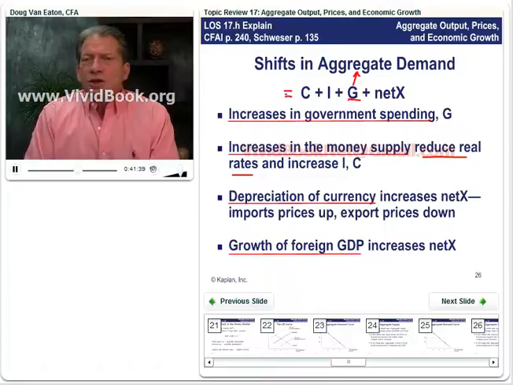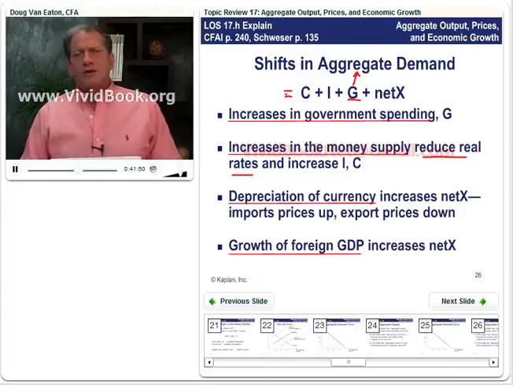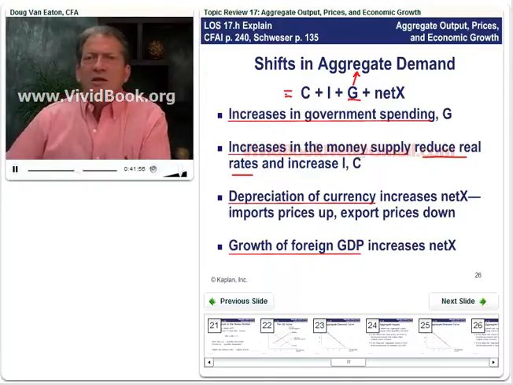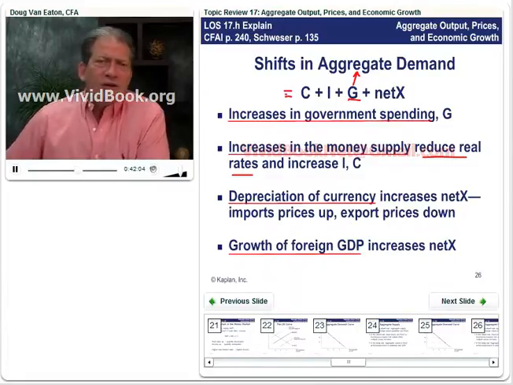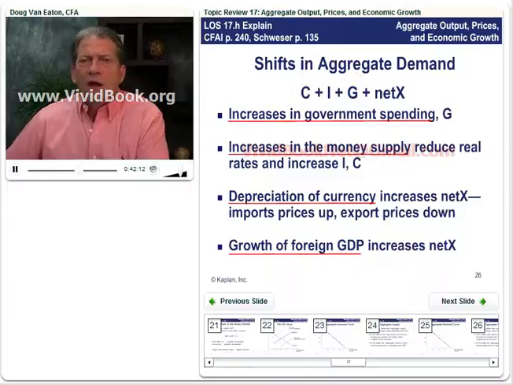What about depreciation of the currency? That's going to increase net exports. Import prices up, export prices down. Well, a little later in economics, we'll talk about the international economics in some of this, but for our purposes now, a depreciation in the currency means it's less valuable relative to another currency. So if the current exchange rate were, let me start over here. Let's say it's $1.30 US per euro.